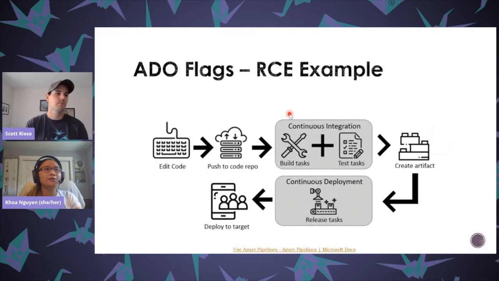Now, I'll go into the remote code execution example, one of the challenges in the Azure DevOps flags. This is a technique that helps solve at least three different challenges, because if our players leave the CTF with anything, it is exactly this that we want them to remember and think more about: securing the build and release pipelines.